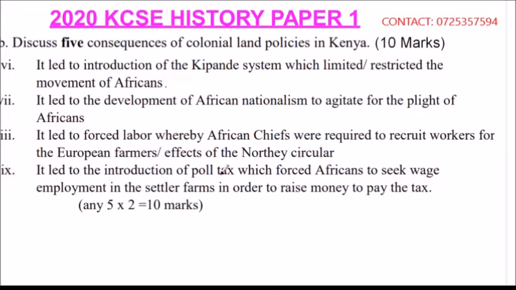Roman number 9, it led to introduction of poll tax, which forced the Africans to seek wage employment in the settlers' farm in order to raise money to pay tax. So there you can give 5. Each is awarded 2 marks. So 5 multiplied by 2, you'll be able to get 10 marks. So those are the answers expected for this question.